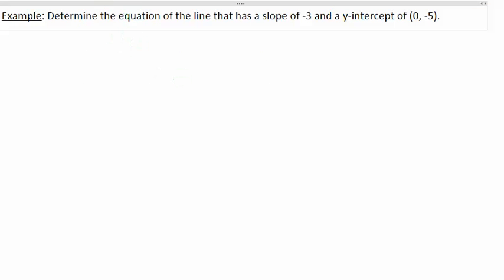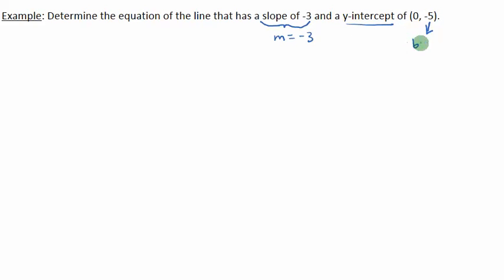Our first example is a rather basic one, but it's just to help us out. Determine the equation of the line that has a slope of -3. In other words, m is -3. And a y-intercept of (0, -5), that tells us, since it's a y-intercept, that b is -5. So the answer would simply be y equals mx plus b, or y equals -3x plus -5, or just -5. And that's all there is to it. So let's try some harder examples.